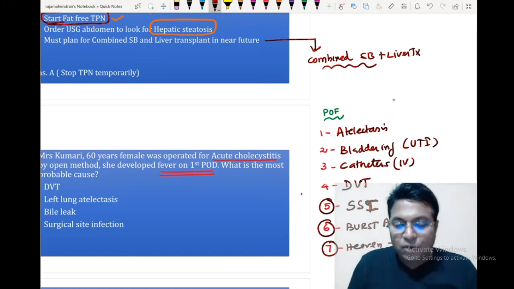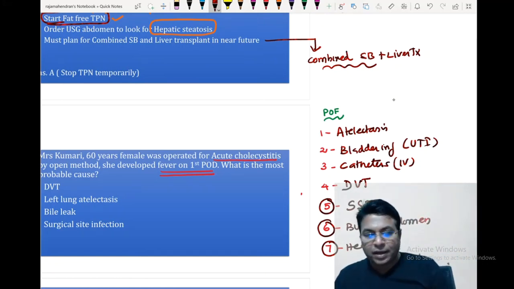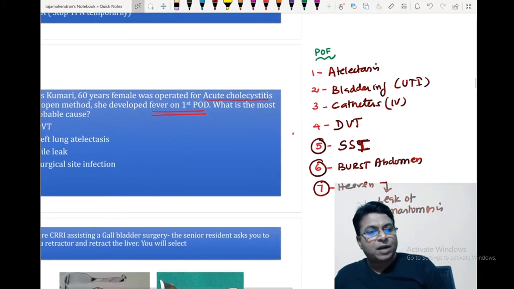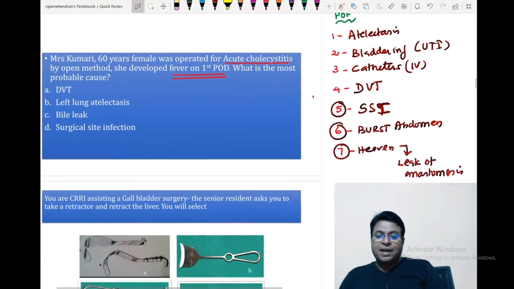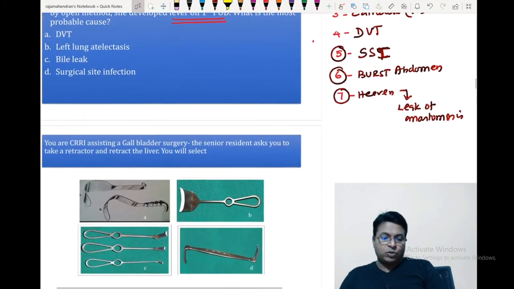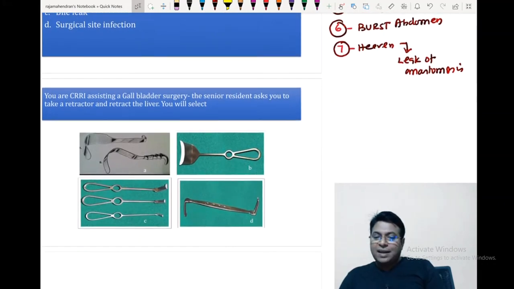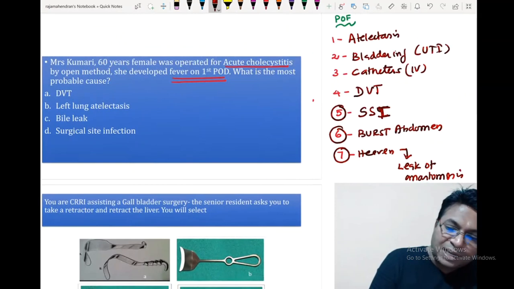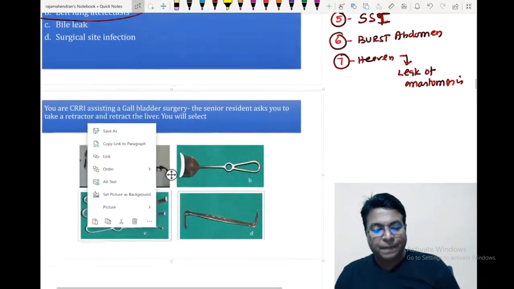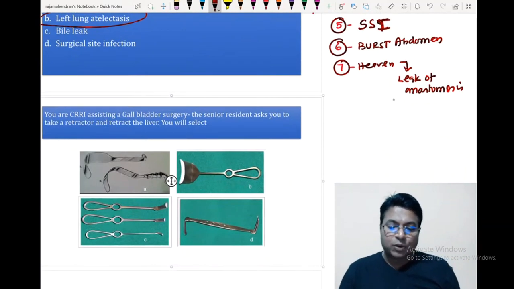So post-operative fever is a classical question for the NEET PG exam. Please don't forget the causes: atelectasis, bladder infection, catheters, DVT, SSI, burst abdomen and leak of anastomosis. So the answer for this question on the first day is very clear. It is atelectasis of lung. So answer is B here. Okay, answer is B.